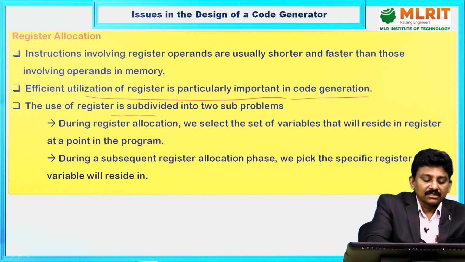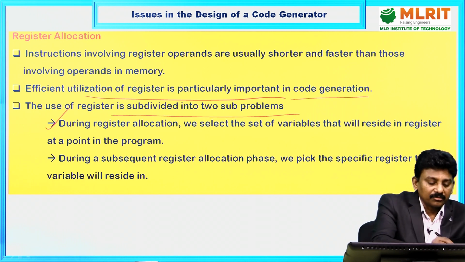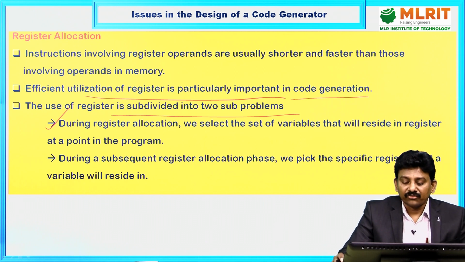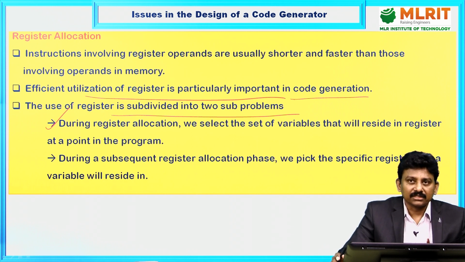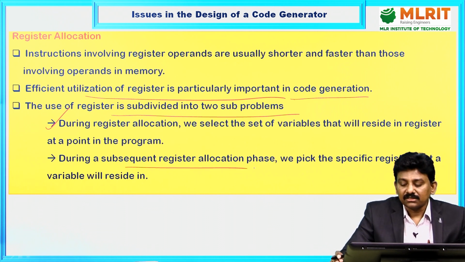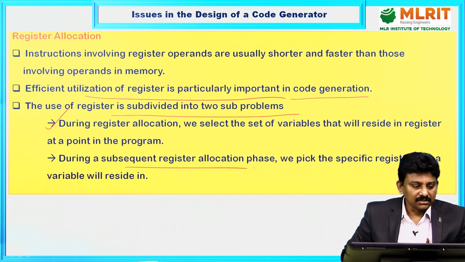The use of registers is subdivided into 2 subproblems. The first problem is, during register allocation, we select the set of variables that will reside in registers at a point in the program. In a program, if variables are there, we need to select those variables that need registers. That is the first task. The second task is, after selecting the variables, because we cannot accommodate all the variables into registers as register numbers are limited, in the subsequent phase we need to select which register is used to store the variable. So this is register allocation.